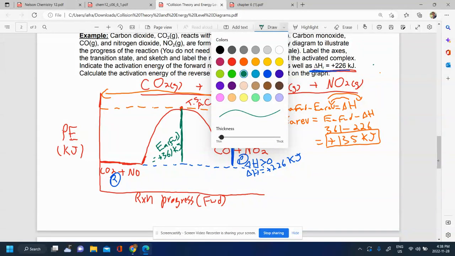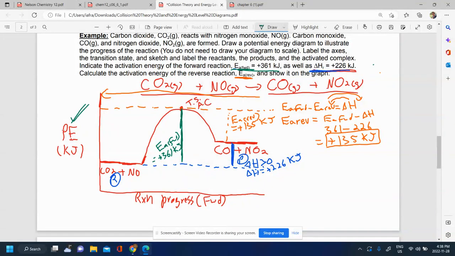So we had labels of the y-axis with units, label on the x-axis. We have our reactant identified, our products identified. We labeled our delta H with the value given to us. We labeled our EA forward with the value given to us. We labeled a transition state and activation complex. We also found our EA reverse. And we found the actual number using the relationship that we described in a previous video over here. And that's essentially all that the question is asking.